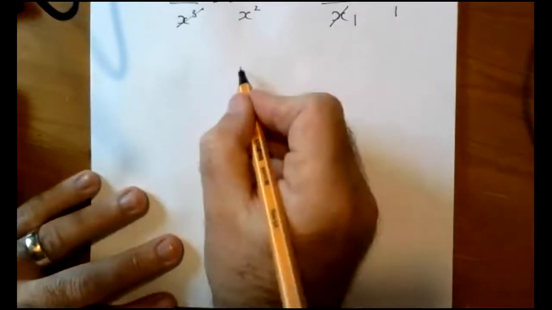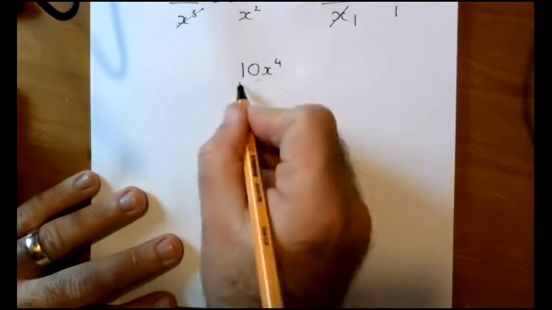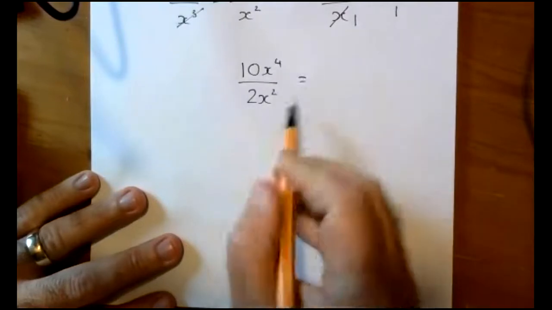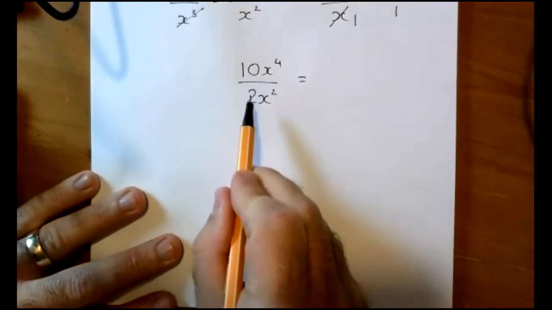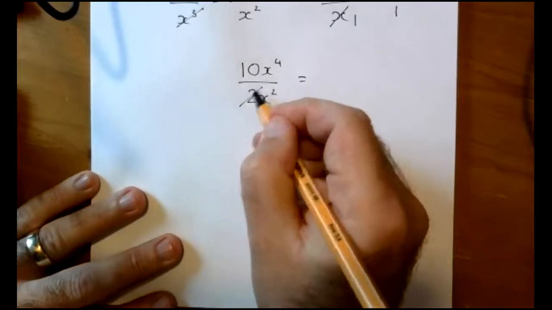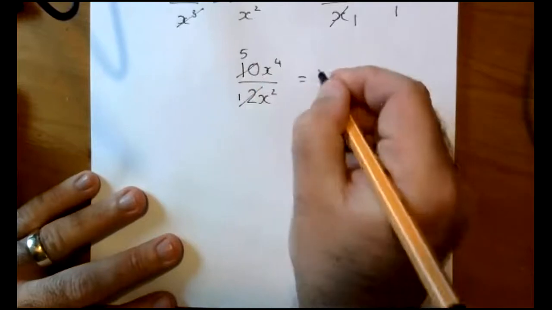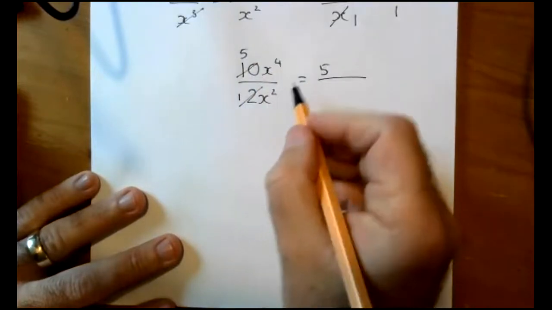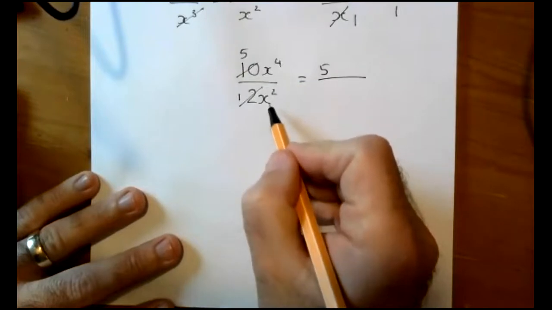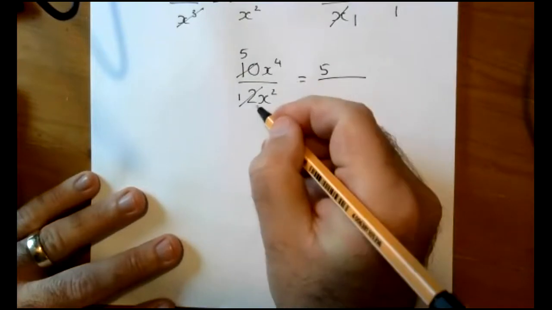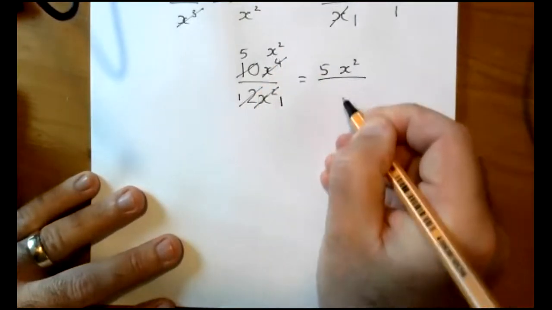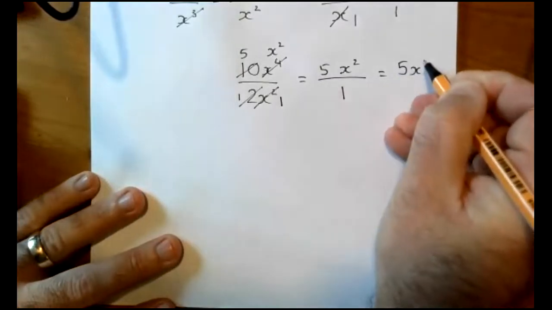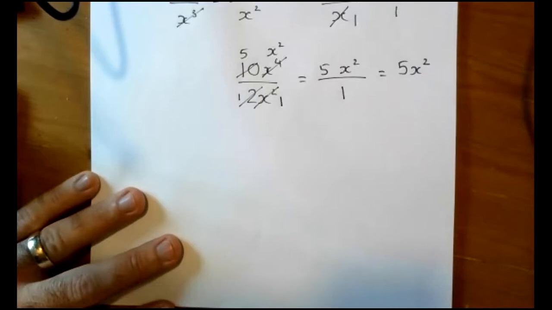And the last one, 10x to the power 4 over 2x squared. So let's look at the coefficients, the numbers out the front. What's common to 10 and 2? Obviously the 2. That becomes 1, that becomes 5. So I have 5 on my numerator. Now I look at the x components. I've got an x squared and an x to the power 4. x squared goes into there once, and that would become x squared. So we get 5x squared over 1, which again simplifies to 5x squared. Okay, please check your answers and do any corrections that you need to.